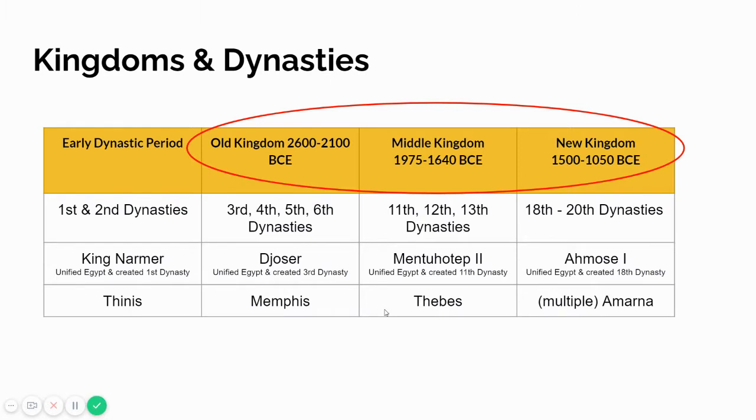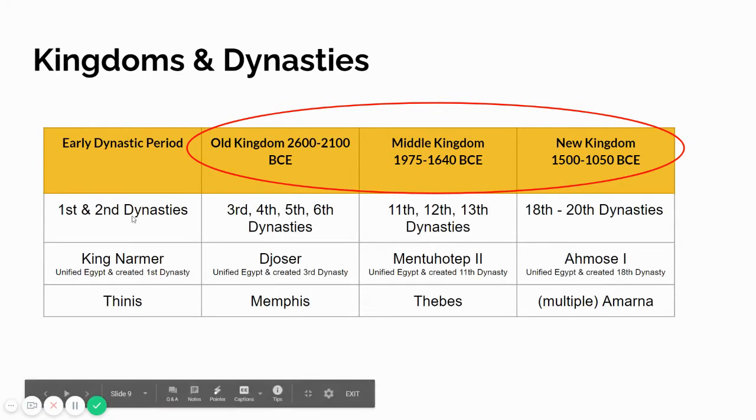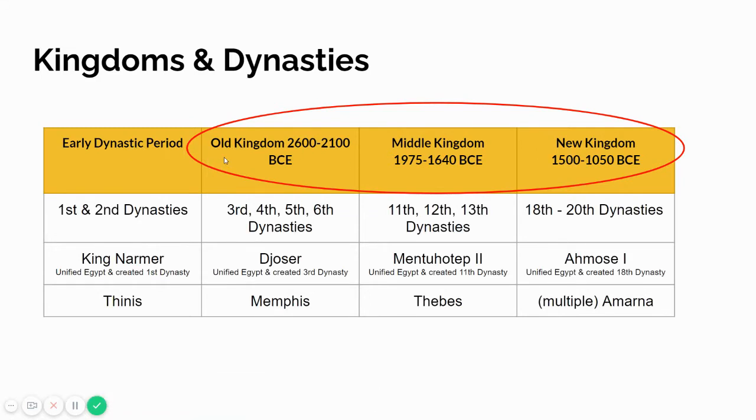I've put together a really basic grid here to show you some of the larger divisions. So we talked about the early dynastic period, and after the early dynastic period, you have your dynasties beginning to develop, okay? And after that, we have these kingdoms, which are referred to as the Old Kingdom, the Middle Kingdom, and the New Kingdom.